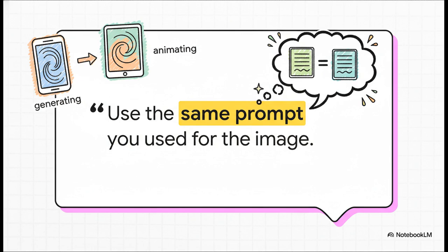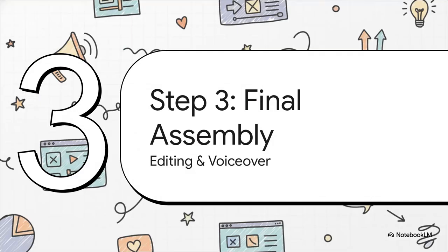Okay, this next part is maybe the most important trick in this whole process. So listen up. After you generate your image in Leonardo, you bring it into the Go app to animate it. To get the animation just right, you have to use the exact same text prompt that you used to create the image in the first place. This is what keeps the animation perfectly consistent with the visual. It's a game changer.